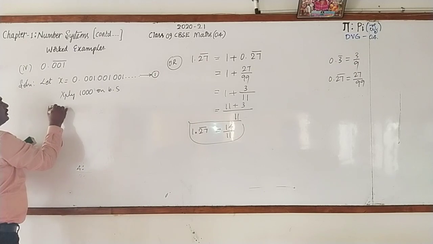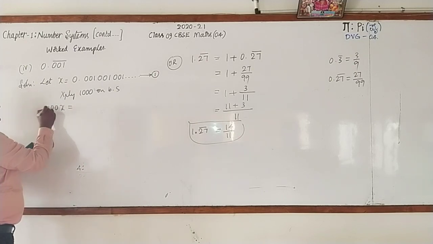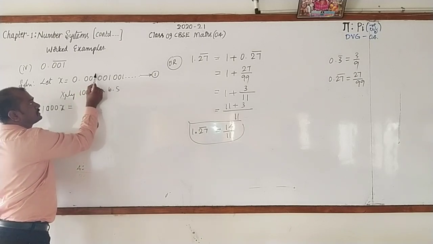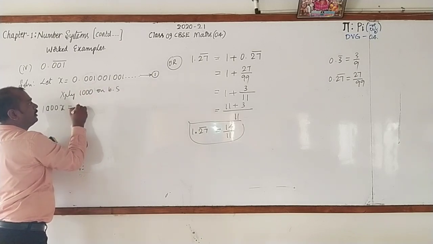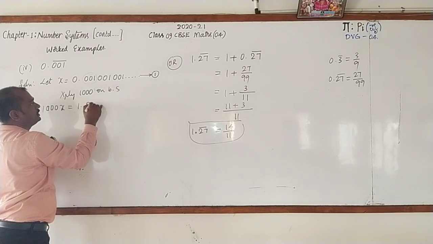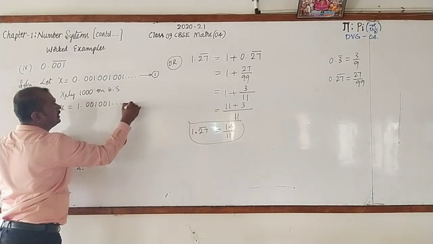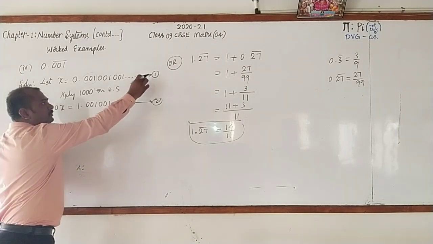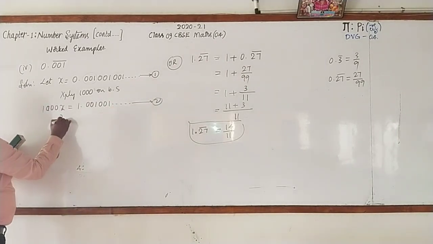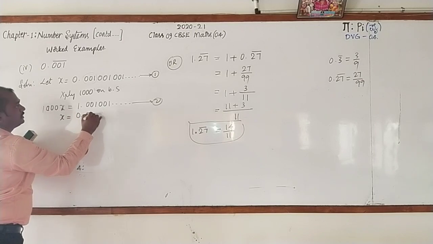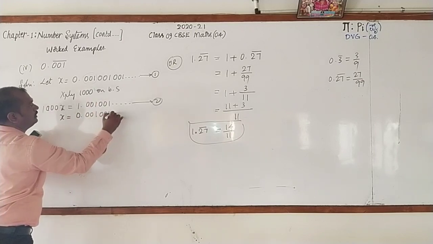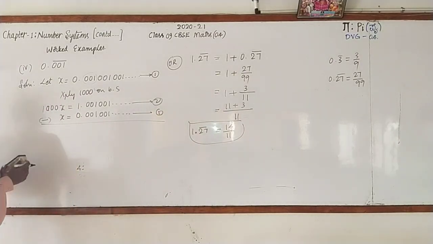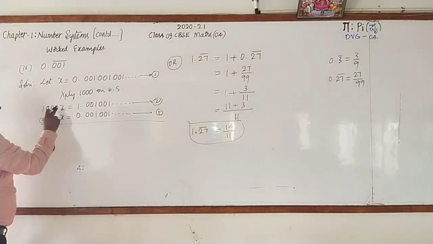Then it will be 1000x is equal to, here multiply 1000. 1000 means the decimal moves after 3 digits. It will be 1.001001 and so on. Call it equation 2. Subtract equation 1, x equal to 0.001001 and so on. Now put a minus sign for subtracting.